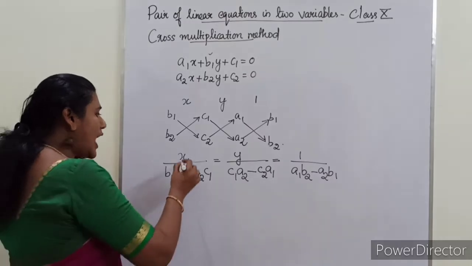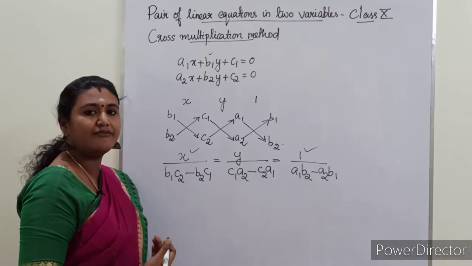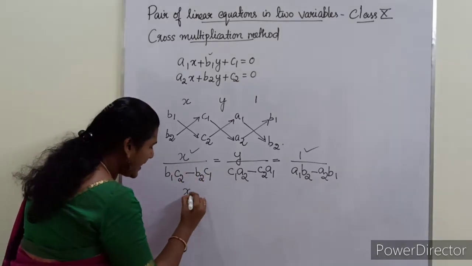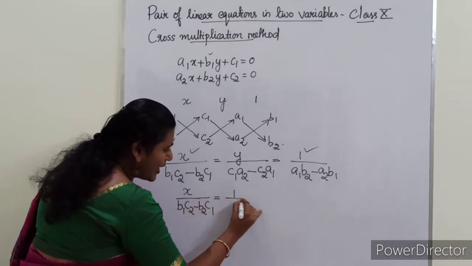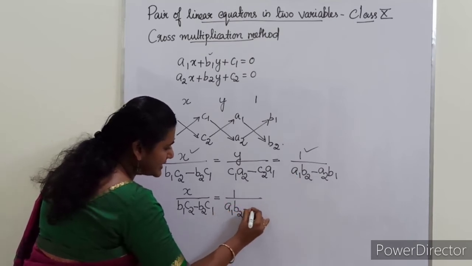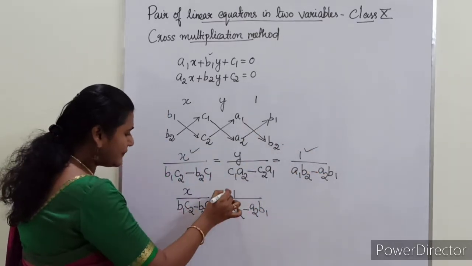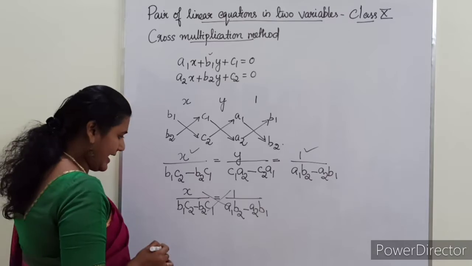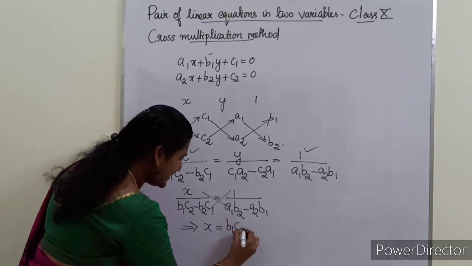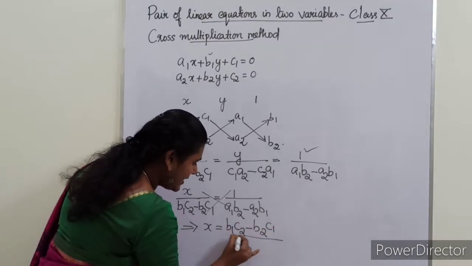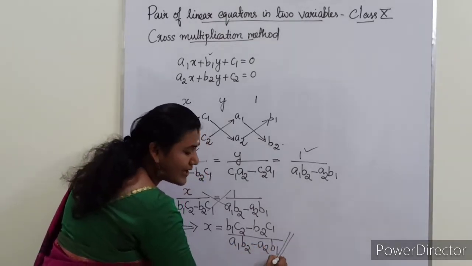Now we have to equate the first and the third ratio. From that you can find the value of x. So x by b1 c2 minus b2 c1 is equal to 1 by a1 b2 minus a2 b1. I am equating the first and the third ratio. From this, if you cross multiply, you will get the value of x. So x is equal to b1 c2 minus b2 c1 divided by a1 b2 minus a2 b1. This is the value of x.